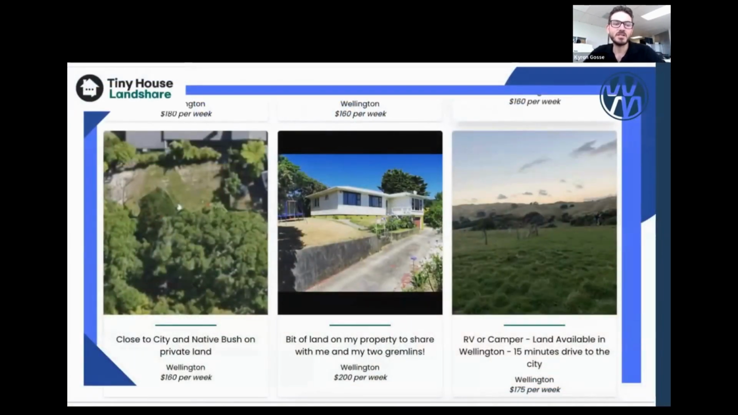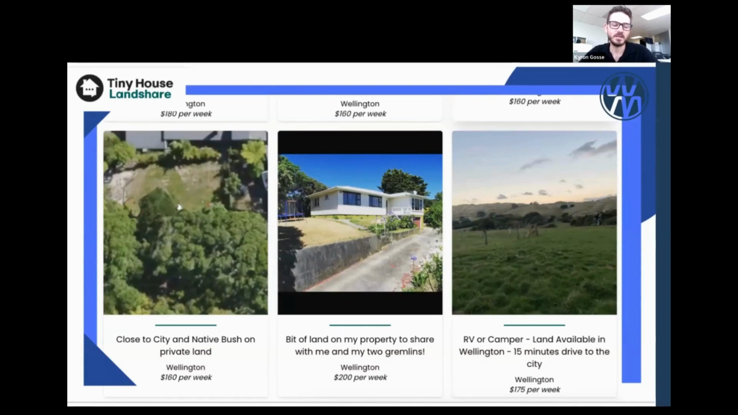There's a website out there, Tiny House Land Share. Here's a couple of screenshots that I took for Wellington. Literally all they're offering is just land. Somebody brings the tiny house or the house bus themselves. They park up, and these guys, as you can see, are getting 160, 200, 175 per week. Those are really common rents. What we typically see is about 150, even now up to 350 in somewhere like Auckland.